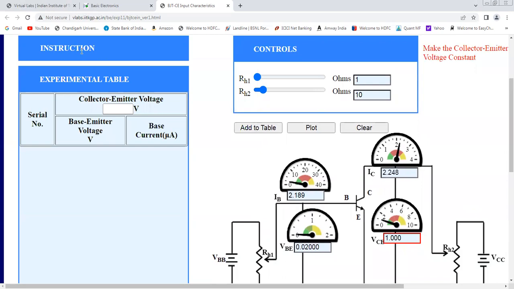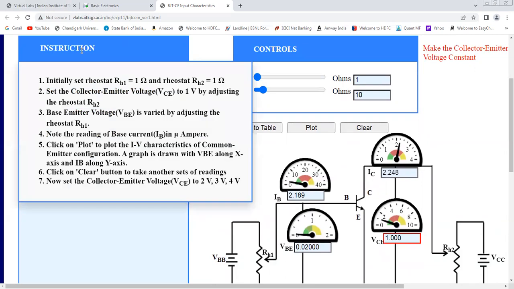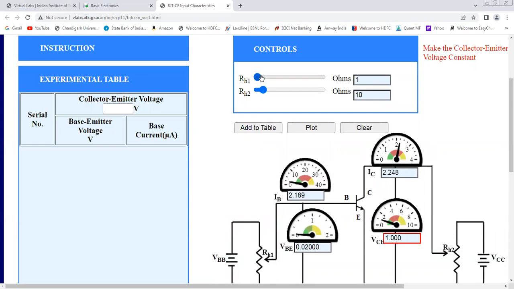Base emitter voltage is varied by adjusting the rheostat RH1. Okay, base emitter voltage you are going to vary, and you will adjust RH1. You will vary this RH1, and the base emitter voltage is varied. Once you have varied the base emitter voltage by adjusting RH1, you will click add to plot.